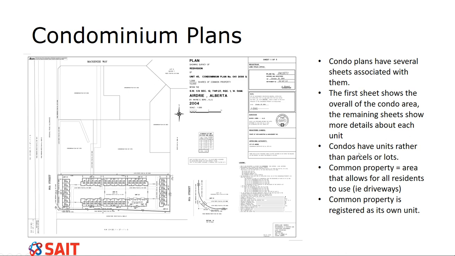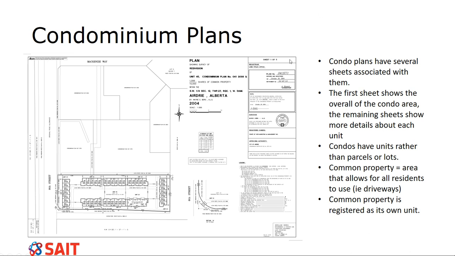As I have a note over here, condos have units rather than parcels or lots. The units, generally speaking, are smaller than a lot. So if you're looking for really small, you go to a condo unit. The common property is the area that all residents use. Even if you live in a condo building where you're on top of one another, your common property is the hallways or the entrance to the building. All of that is common property, but it is registered as its own unit.